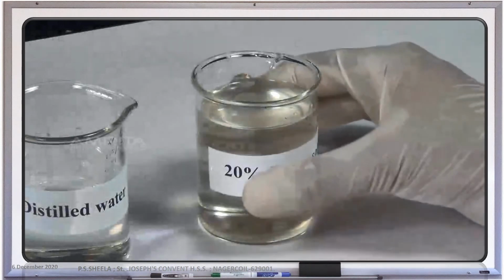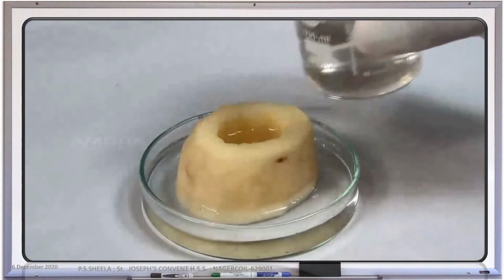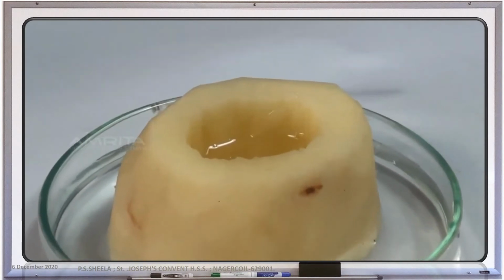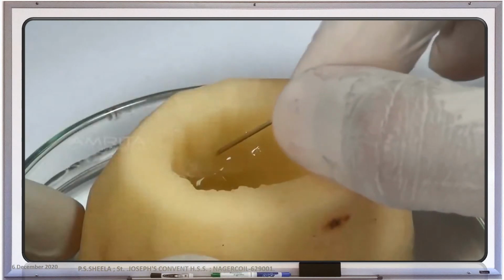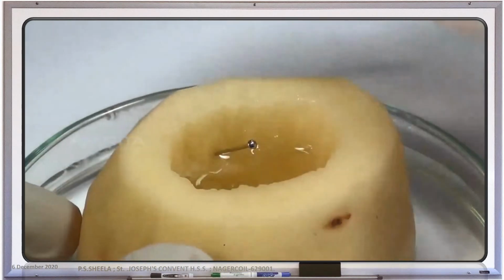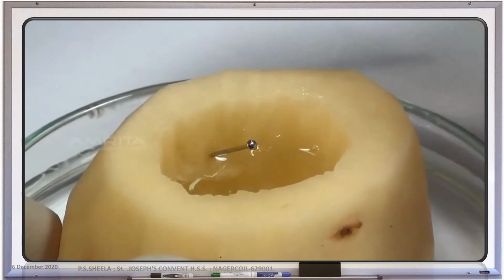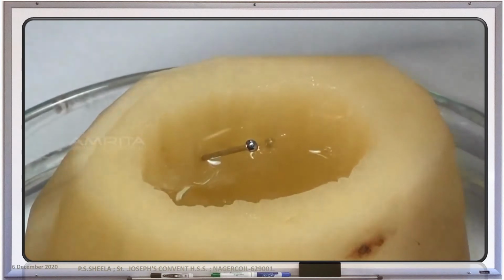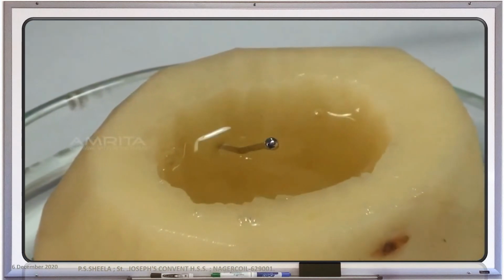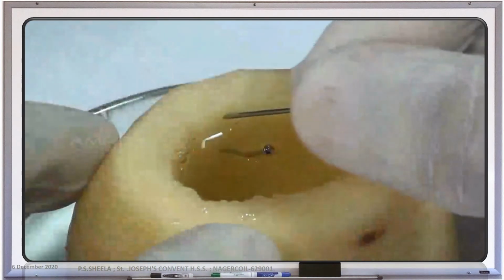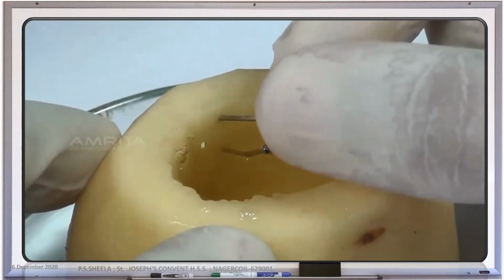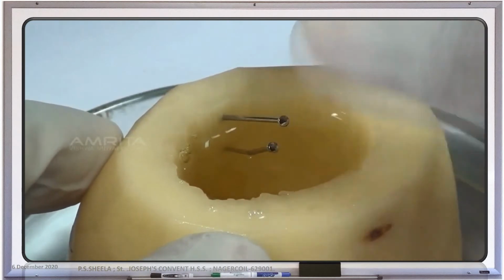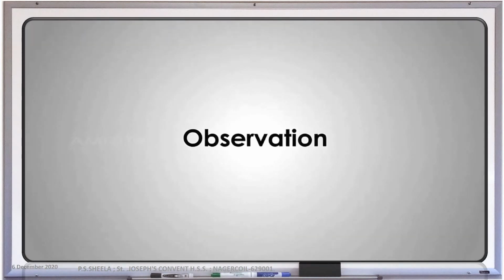Take the beaker containing sugar solution and fill half of the cavity of the potato with 20% sugar solution. Mark the level of sugar solution in the cavity with the help of a pin. The potato now functions as an osmometer. Leave the osmometer undisturbed for about 2 hours. Mark the rise in the level of sugar solution in the cavity with another pin. Observation.